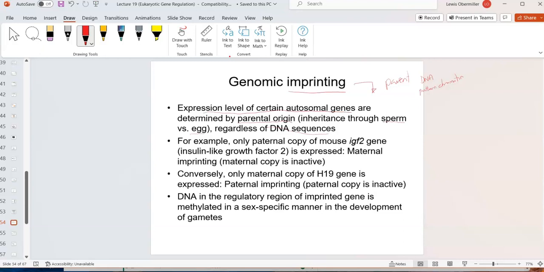This is well studied in mice, and there's a gene called IGF2. You need to know this. IGF2 stands for insulin-like growth factor 2. In mice, only the copy that they inherit from the father is expressed. The one that they inherit from the mother is inactive. So if we say it's maternally imprinted, that means that in the mother it is shut down.